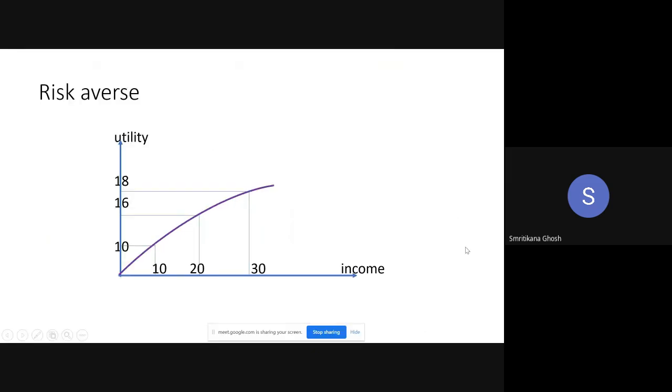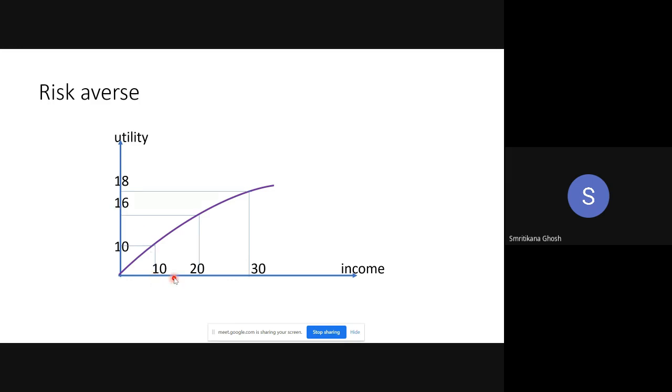So risk averse. Who is risk averse? Risk averse means, as I have shown you, the average is 20,000. Look, the same thing I have chosen. In spite of 15,000, here the certain income is 20,000. So job 1 is offering you 20,000, and the utility corresponding to that 20,000 is 16.